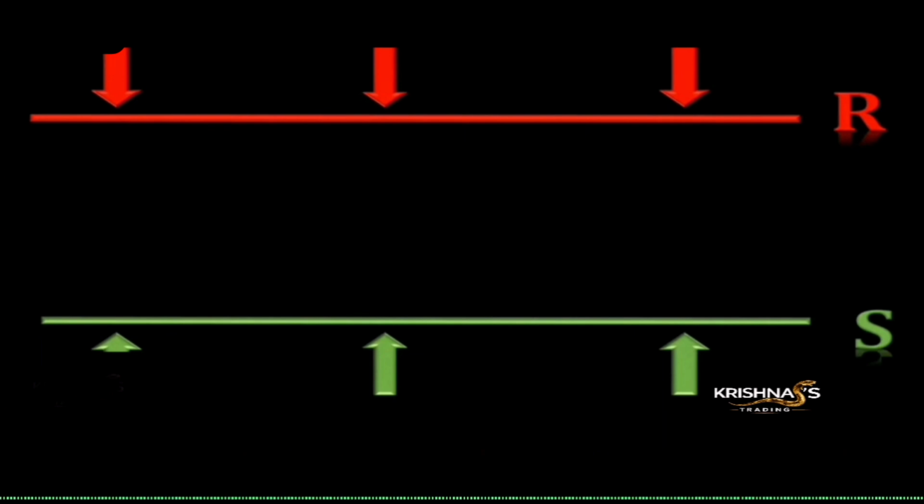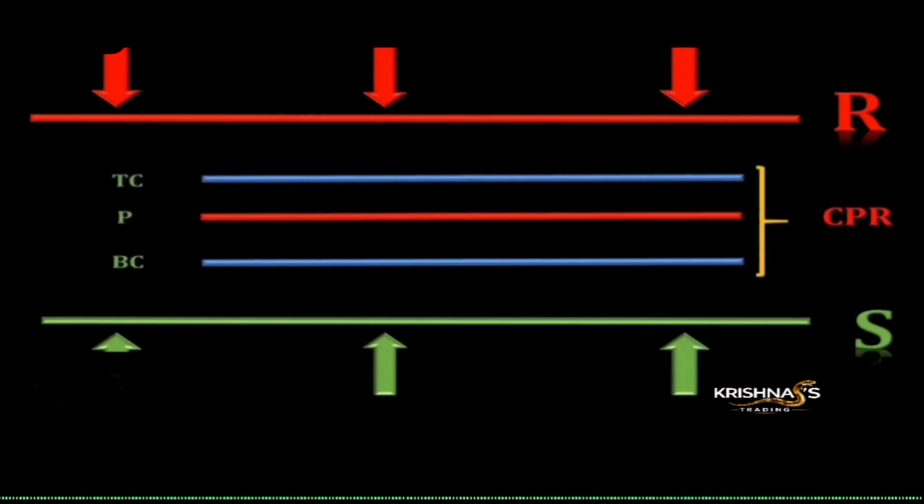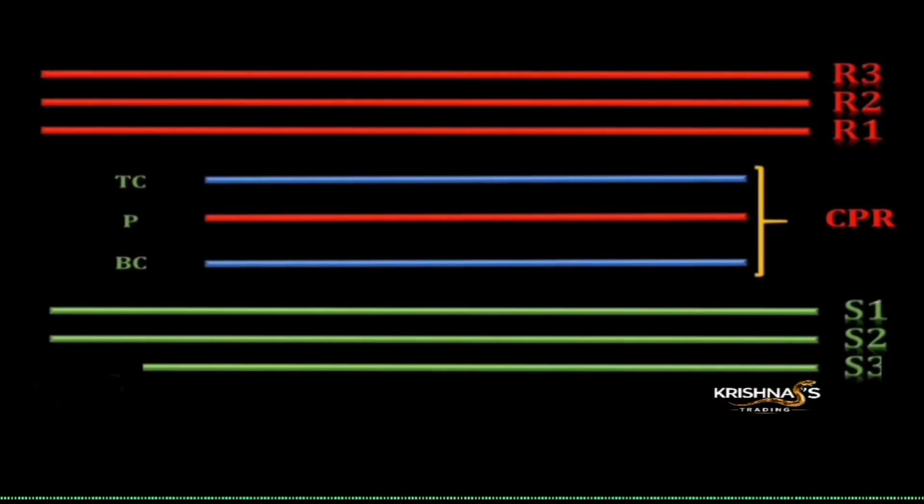This is a graphical representation of the CPR setup. The CPR, above it resistances, below it supports. And also the previous day high line comes above the CPR, and the previous day low line comes below the CPR. This is a graphical representation of the CPR and R1, R2, R3, S1, S2, S3.